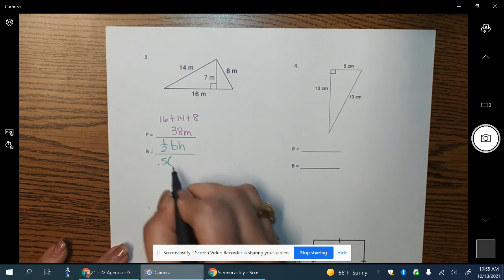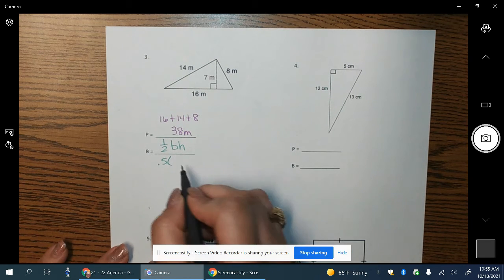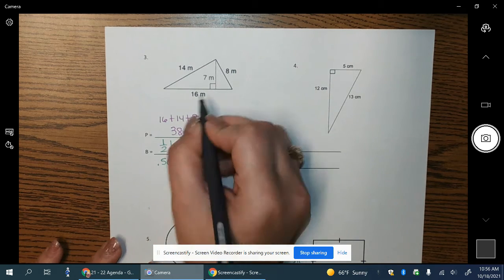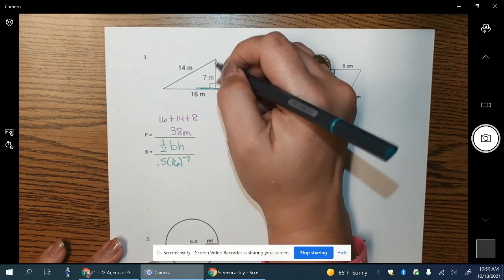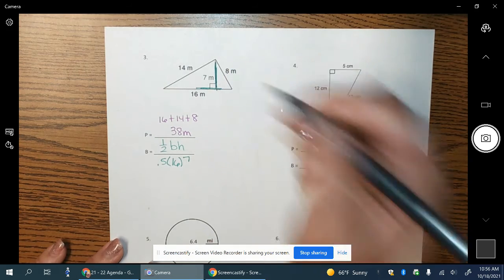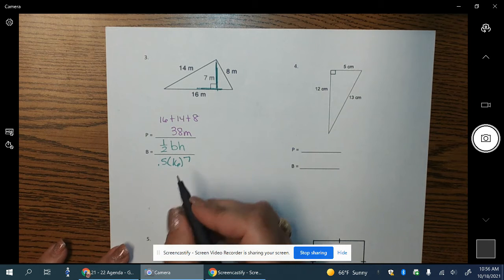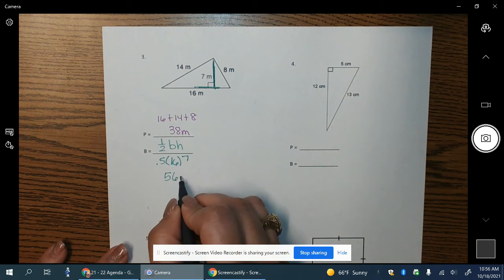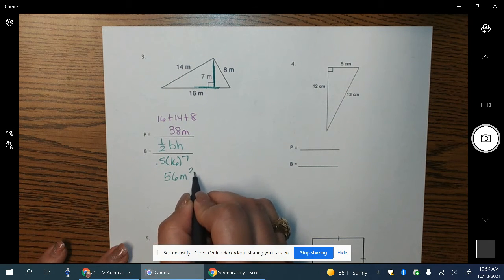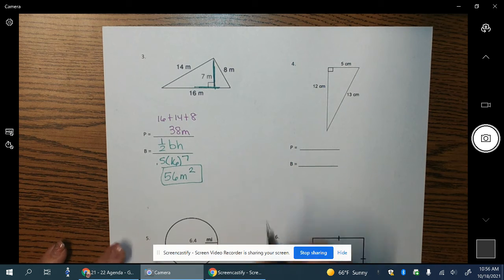Okay. What number is the base? 16. What number is the height? 7. And again, the way we know that is there's that right angle. So what does that equal? 56 what? Meters squared.